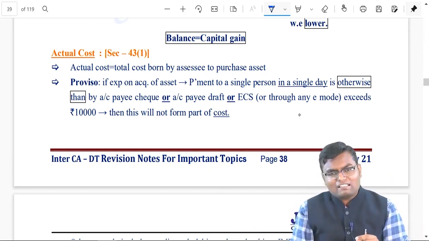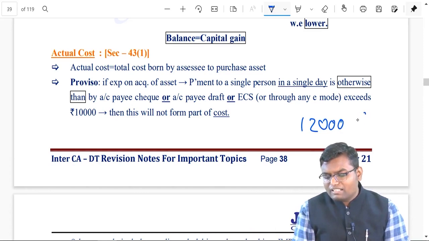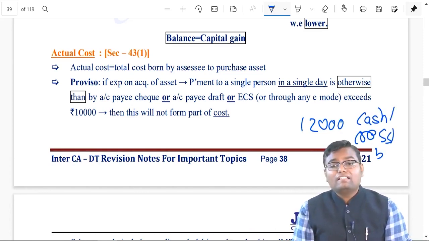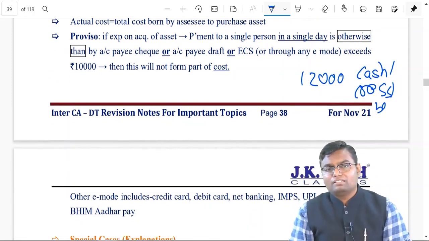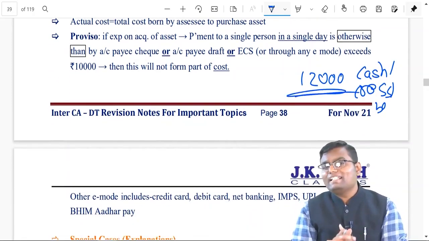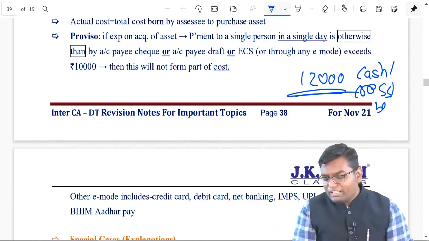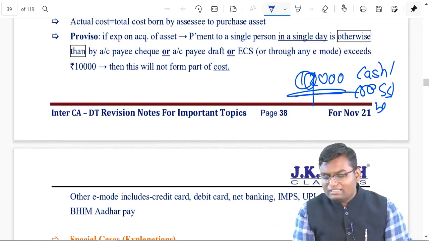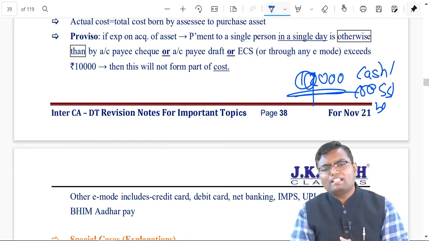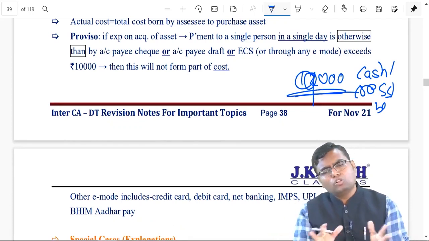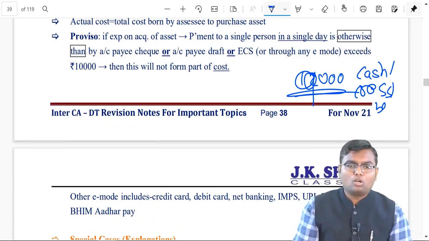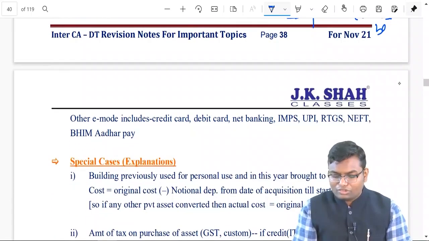But let's say an asset worth rupees 12,000 I have purchased through cash, crossed cheque, bearer cheque, in a single day from a single person, then this 12,000 is more than 10,000. I cannot add into my block of asset. What if this amount was 10,000 or 9,000? If below 10,000 and you are doing payment through any mode, no problem, we will add into our block and we will get depreciation also.